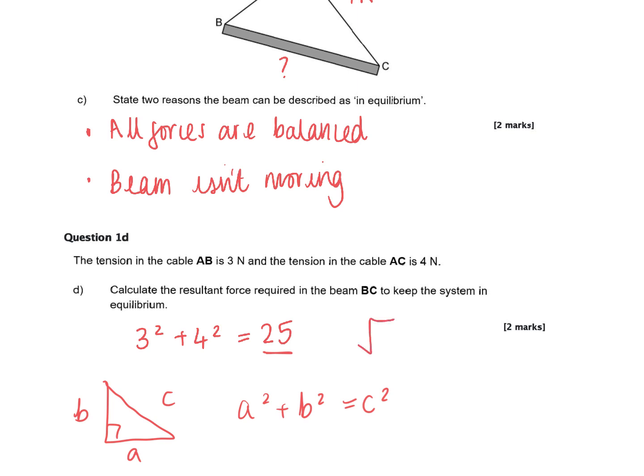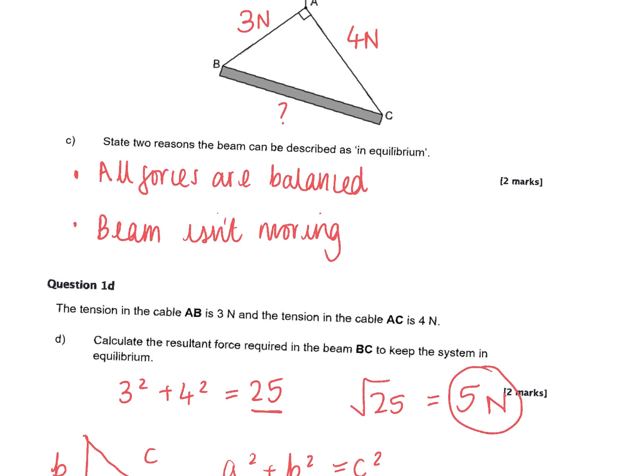So what we're going to do is we're going to square root our answer. Square root of 25 equals 5 newtons. So that is our final answer. 5 newtons is needed across the bottom there to keep our beam in balance.